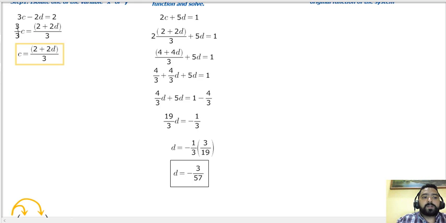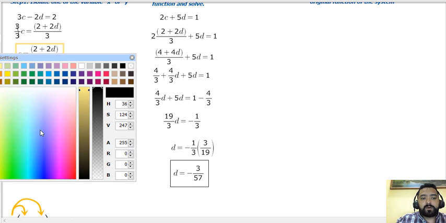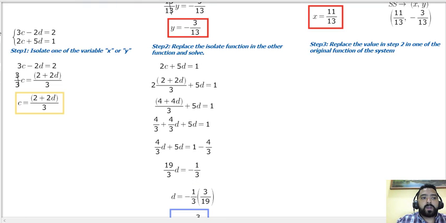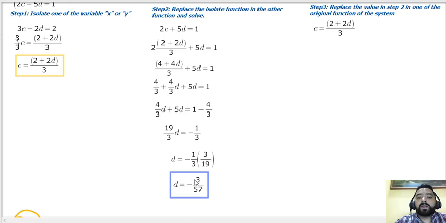Now remember, you have to find the value for the letter c. How? Using step 1. Step 1 we already have here. So in step 1, I'm just going to copy from this one, because remember you have to use the first value that you already isolated to substitute the other one. And in this case we have d equal to negative 3 over 57.